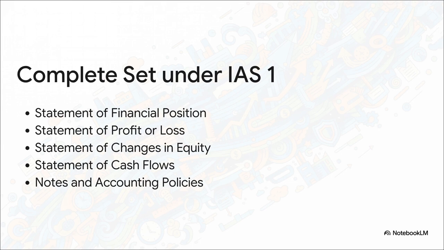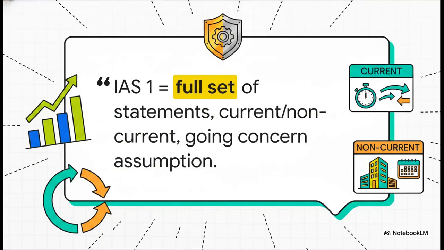So, the absolutely crucial point here is the baseline assumption for all of this, the going concern assumption. You always assume the entity will continue for the foreseeable future, which means at least 12 months from the reporting date. Take a mental screenshot of this one-line summary. IAS 1 equals full set of statements, current and non-current classification, and the going concern assumption. Seriously, lock that anchor in your mind, because it is the baseline for everything else we're going to discuss.